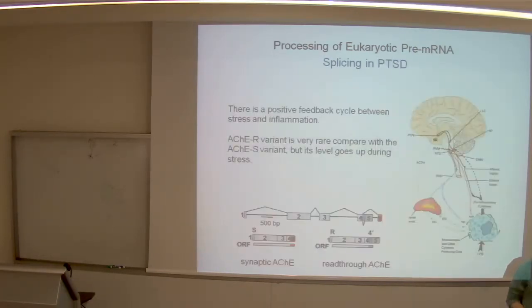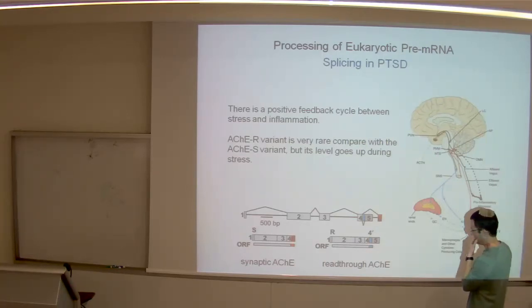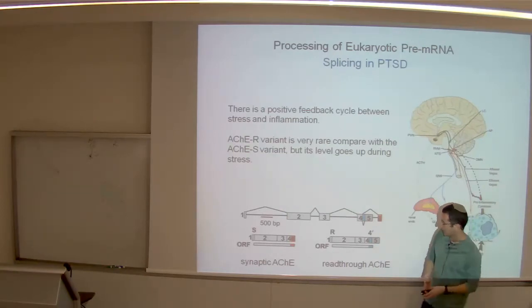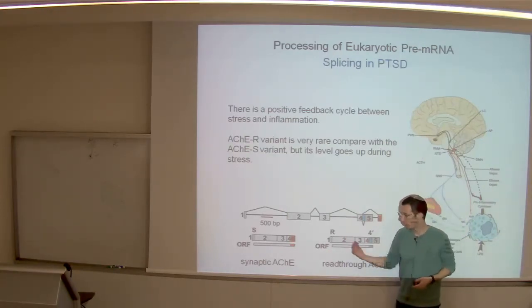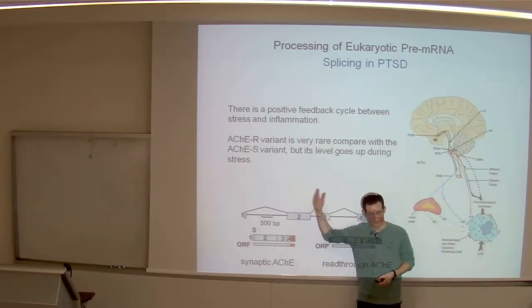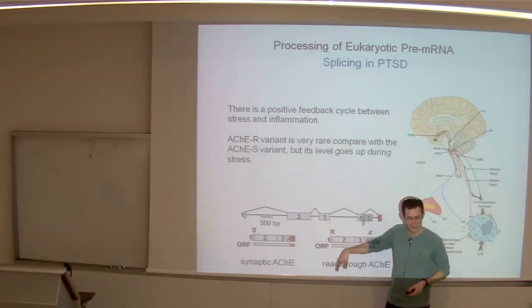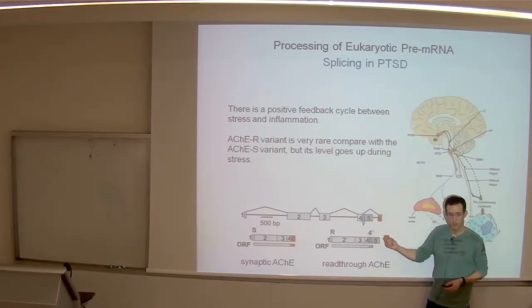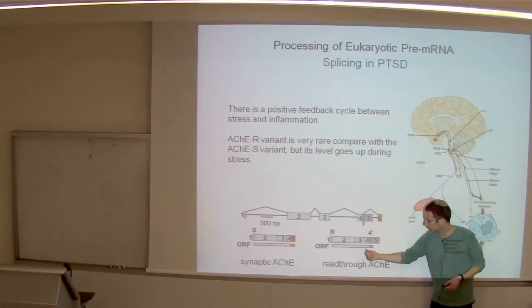Yes? So, just to make sure, the splicing is where the read-through acetylcholinesterase is formed instead of the synaptic one? It's not instead. In all of us, you have both of these molecules in different ratios. This one is pretty low, while this one is very high. It's expressed very highly in cells. But in PTSD, the ratio between these two changes in favor of this variant.